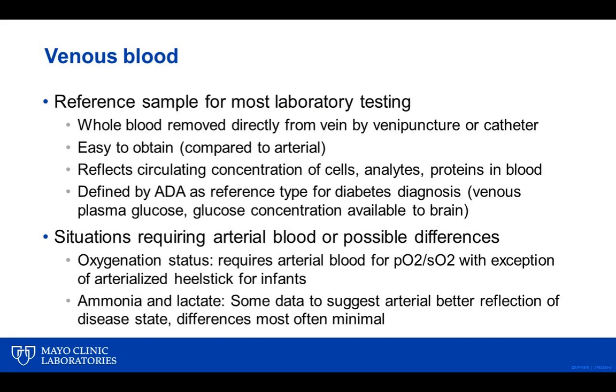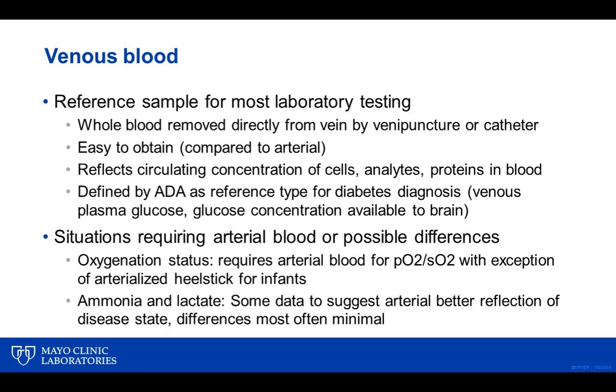So before we get to that, what is capillary blood? Venous blood is the reference value for most lab testing when we establish our reference intervals for our biochemical tests, our cell counts, our coagulation tests. We're considering venous blood to be the reference sample. That's what we're comparing capillary or arterial blood to.